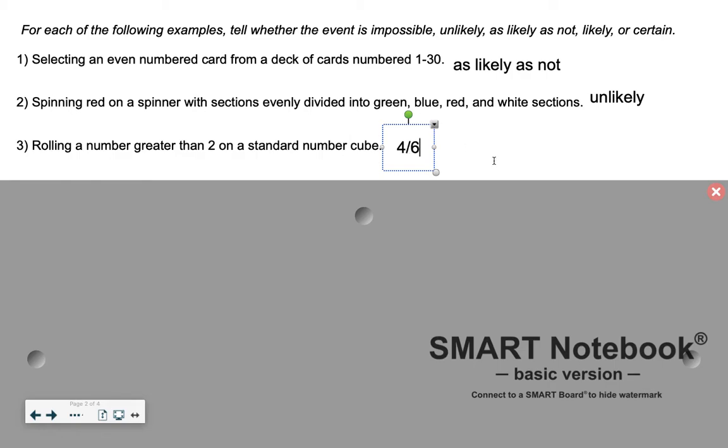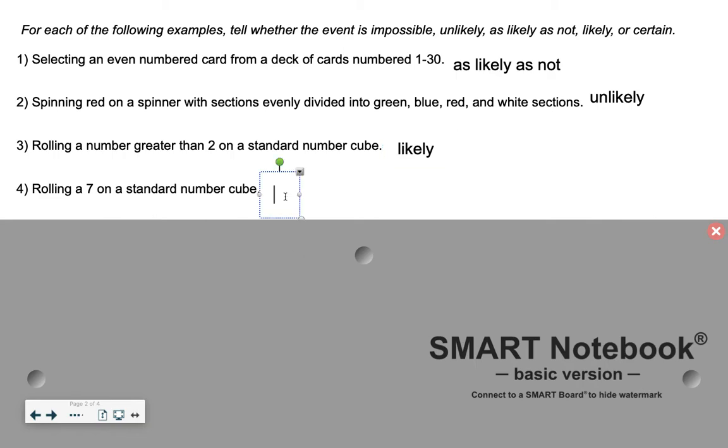So my fraction 4/6, which we know simplifies to 2/3, is that more than a half or less than a half? Well, it's more than a half. In fact, without even simplifying it, we know half of 6 is 3. So since 4 is more than 3, that's more than a half. So that would be likely to happen. So I'm just going to write likely as my answer. These questions aren't asking for the actual probability. So I'm just thinking about what it is and then writing one of the 5 choices from the top. So that is likely to happen.